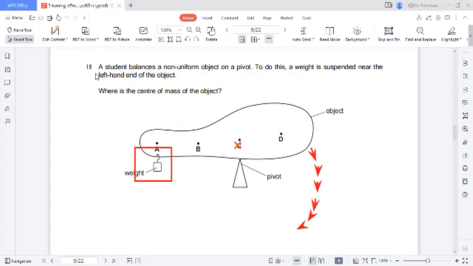And A and B are already not balancing points. So we are left with only one option, which is the D option. Because you can see, to consider C as a pivot point, you need some extra mass here to balance this mass. It means more mass is here than on the left hand side. So that's why it looks like B would be the center of mass.